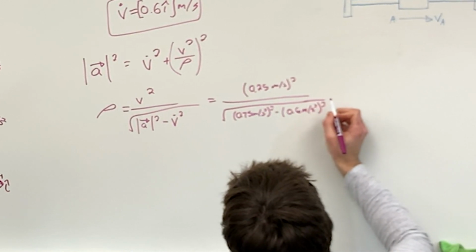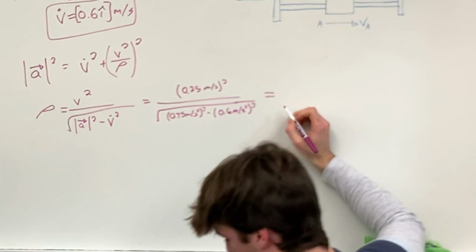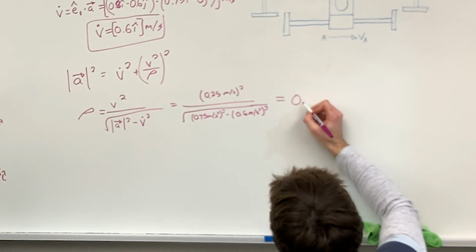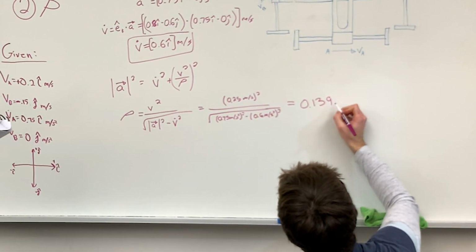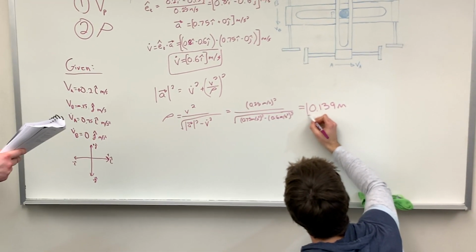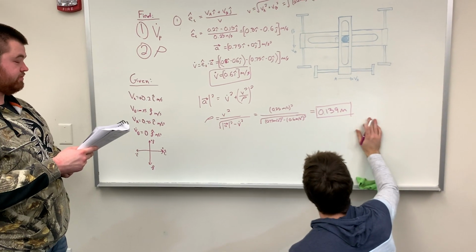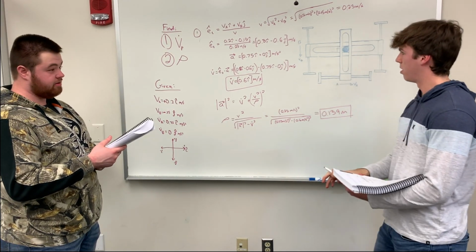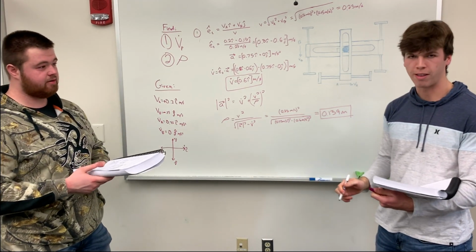And again, after you do your math there, you're gonna end up with 0.139 meters for rho. Alright, and that is how you solve example 1C2.